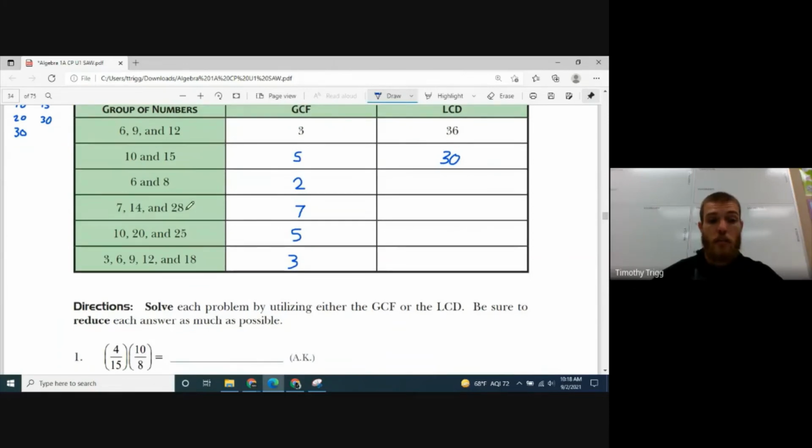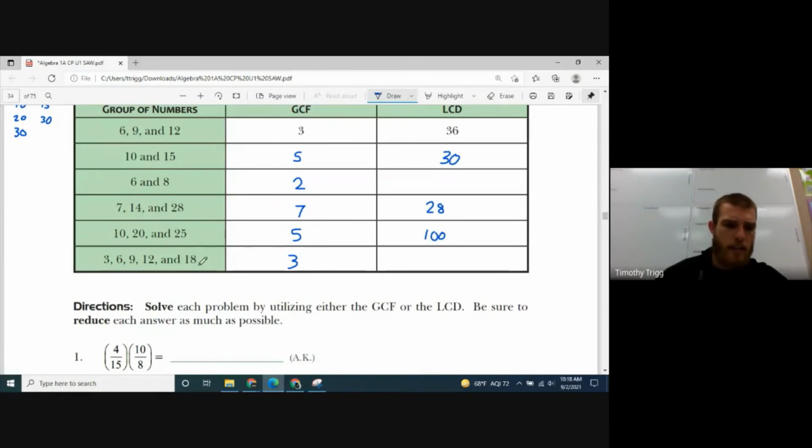For this list of three numbers, it's actually going to be 28. Okay, 28 will be in all three of their lists. 28 is a multiple of 28. 28 is a multiple of 14. And 28 is a multiple of 7. For this next list here, what would this one be? Well, this one would actually be 100. Okay, lowest common denominator for these three numbers is 100.